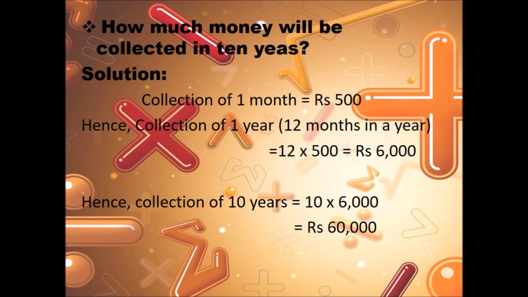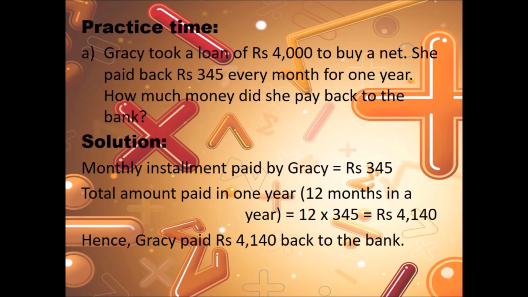Thus, the collection of the bank in 1 month is rupees 500. The collection of the bank in 1 year is rupees 6,000. The collection of the bank in 10 years is rupees 60,000. It's clear, children? Next, we are going to see another word problem.